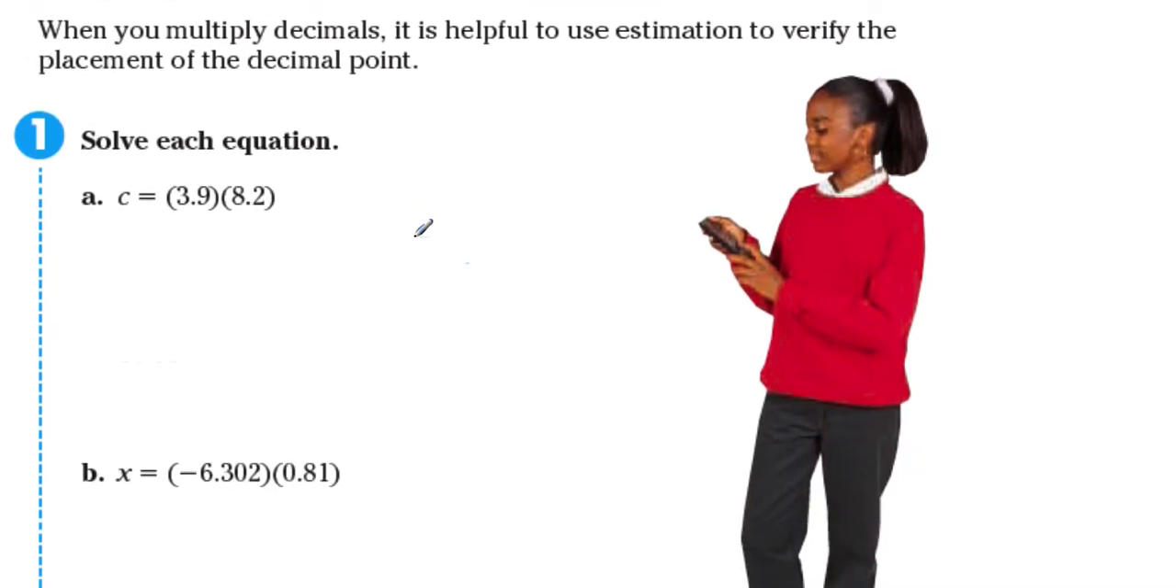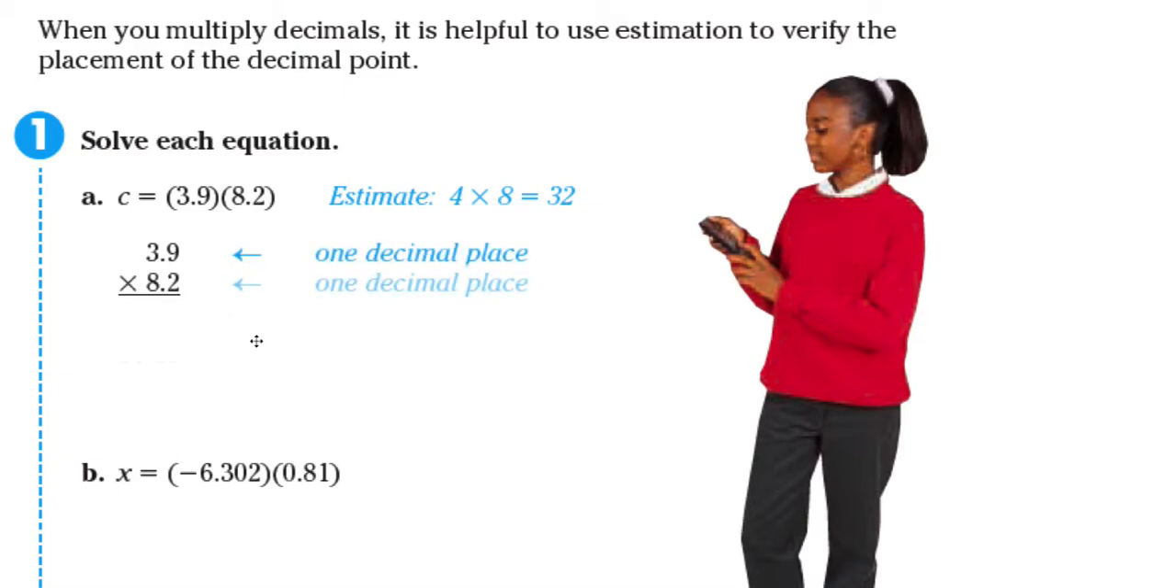In this case, we can find out the placement of our decimal point when we solve c equals 3.9 times 8.2. Go back to our basics. Let's estimate 3.9 to become 4 and 8.2 to become 8. Our answer should be close to 32. So let's do this vertically: 3.9 times 8.2. You know that there is one decimal place in 3.9 and one decimal place in 8.2.